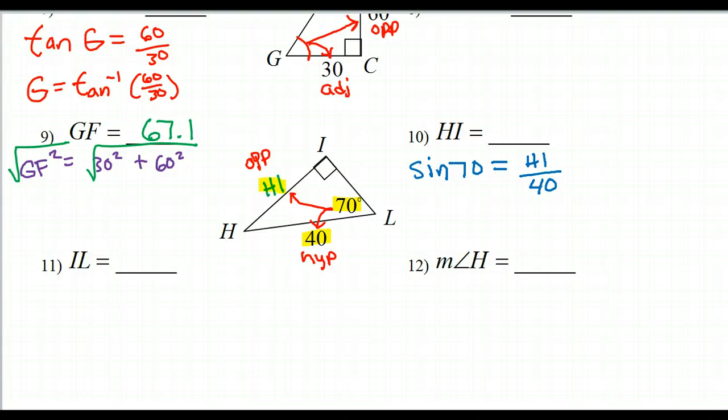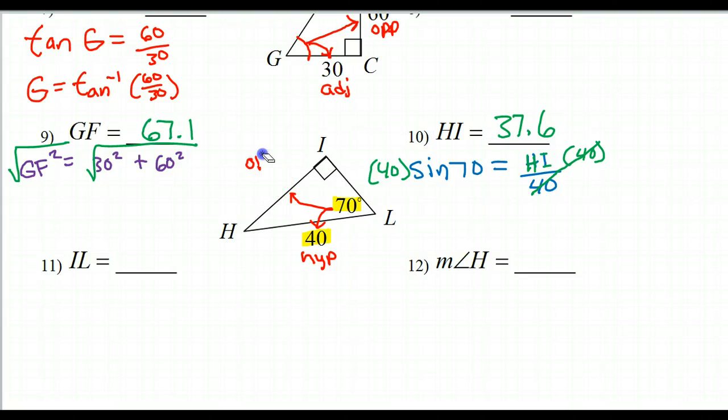Again, in a situation like this, I will multiply both sides by 40. That way these will cancel out. So this gives me HI. HI is equal to 40 sine 70. So 40 sine 70 in the calculator is 37.6. So that's HI. Now how about IL?